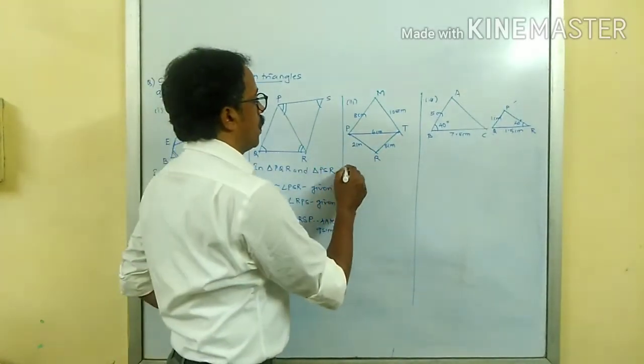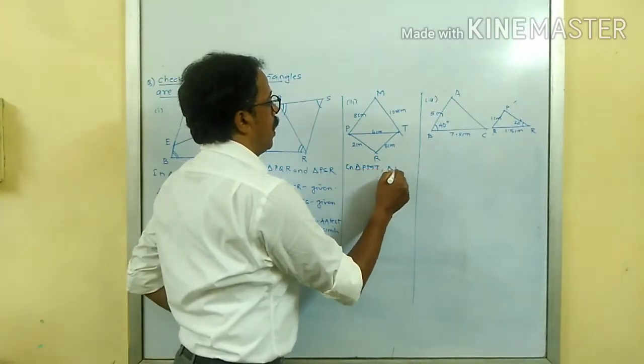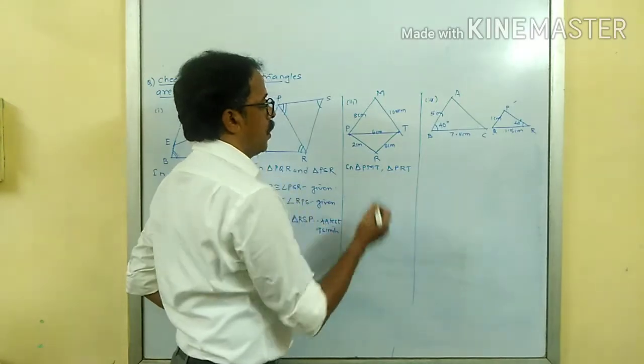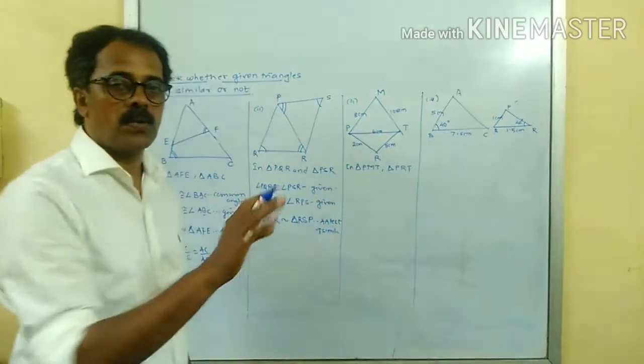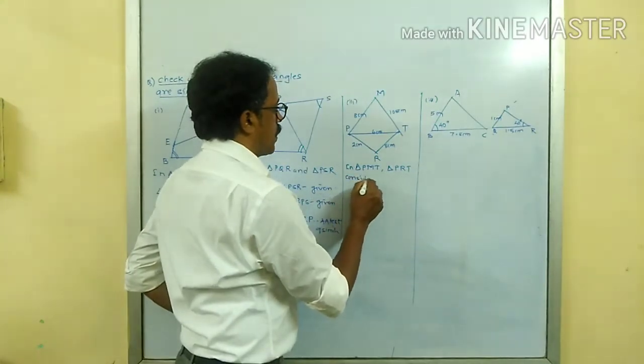So we need to write down in triangle PMT and triangle PRT. By observation, we can say that they are not similar. Why are they not similar? Let us check. Consider, because all the sides are given to you.